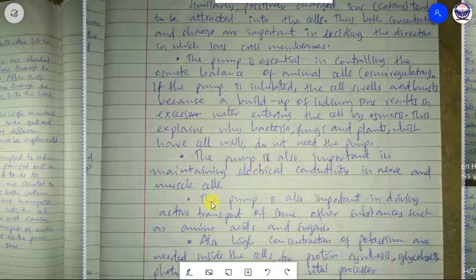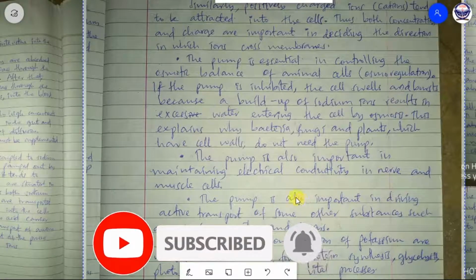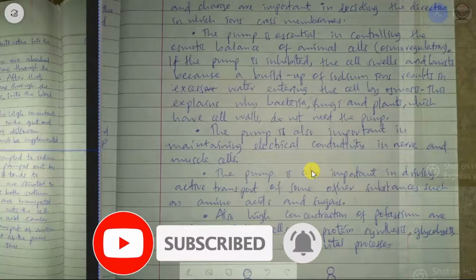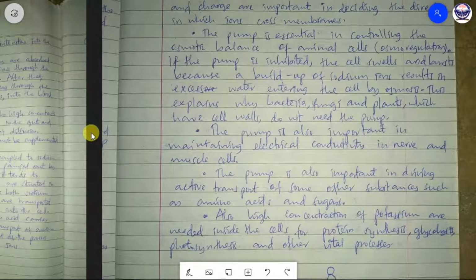The pump is also important in maintaining electrical conductivity in the nerve and the muscle cell. As we discussed in coordination about the maintenance of resting potential and things like that. If you remember, good luck. If you don't remember, anyway, you can go through my coordination videos. But what I want to talk about here is that as we discussed the resting and action potential, we saw that action potential requires the sodium potassium pump.